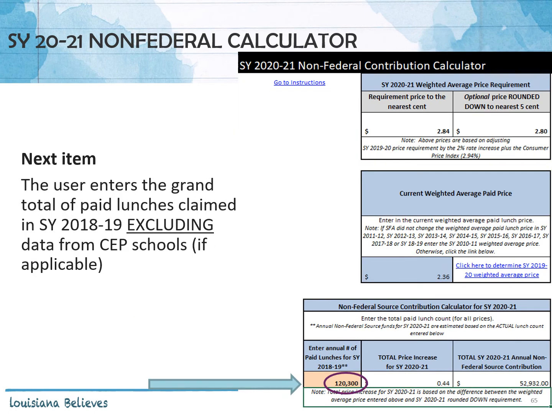Next, the user enters the grand total of paid lunches claimed in school year 2018-19, excluding data from CEP schools if applicable. To obtain this value, the SFA will need to access all 18-19 SFS claims through the CMP website or software and combine each month's total number of paid lunches into an annualized total. In this scenario, there were 120,300 paid lunches claimed for school year 2018-2019.